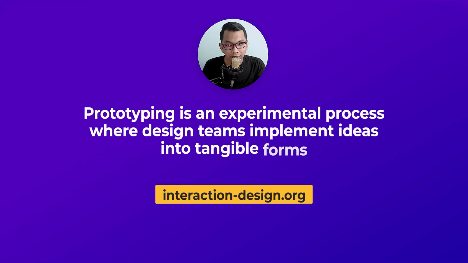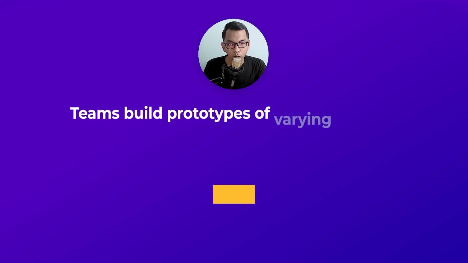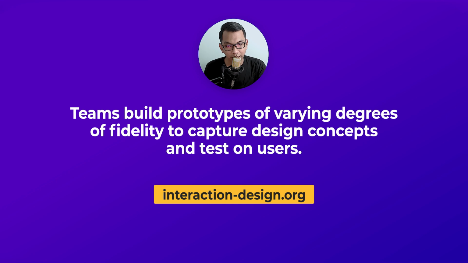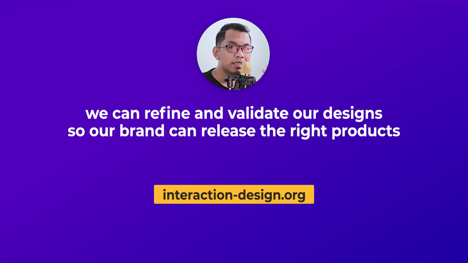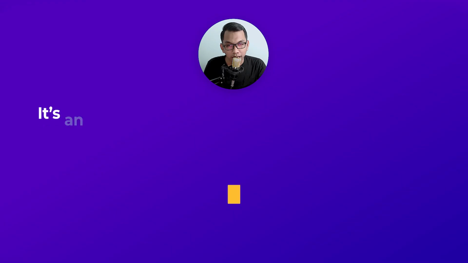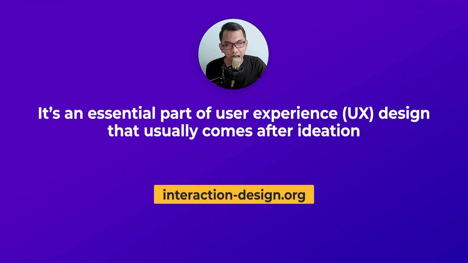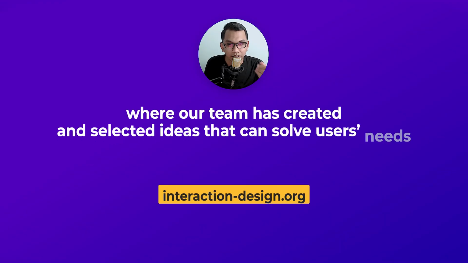Prototyping is an experimental process where design teams implement ideas into tangible forms, from paper to digital. Teams build prototypes of varying degrees of fidelity to capture design concepts and test on users. With prototypes, we can refine and validate our design so our brand can release the right product. Prototyping is the fourth phase of both design thinking and design sprint. It's an essential part of user experience design that usually comes after ideation, where our team has created and selected ideas that can solve users' needs.